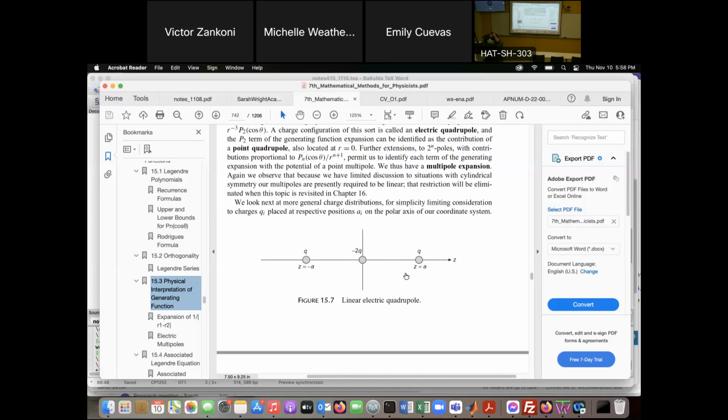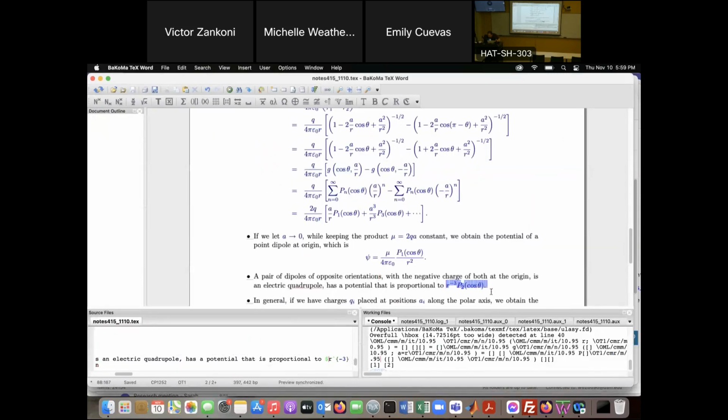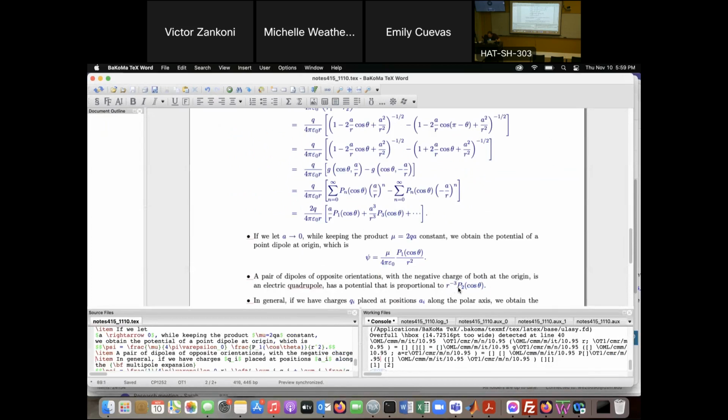So I could try the same approach to get an expression for the potential as a goes to 0. And what happens in that case, things cancel a bit differently. And this term, r to the minus 3, P2 cosine theta times a constant factor, is what I would get.